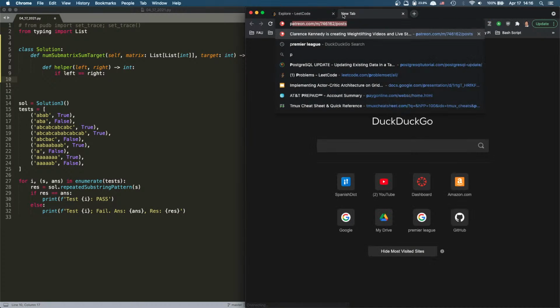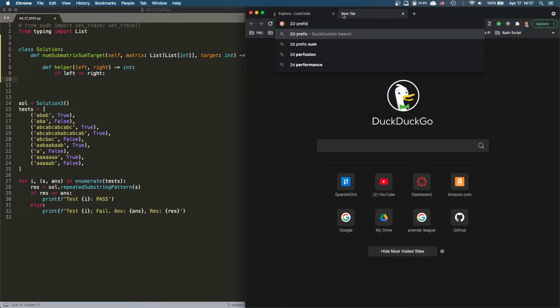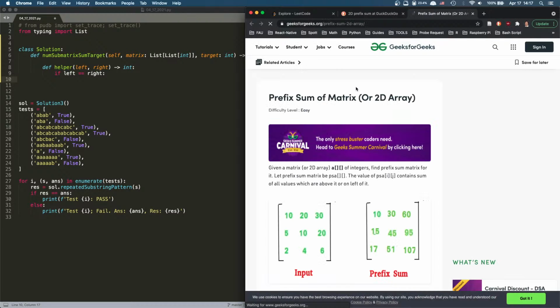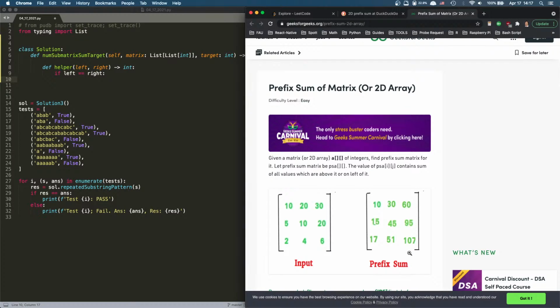Let's try. 2D prefix sum. All right, what's 2D prefix sum? GeeksforGeeks is a good source. Prefix. What's this? Okay, we add that way. How about this one? This one is added together. Okay, this is add these two together minus this.